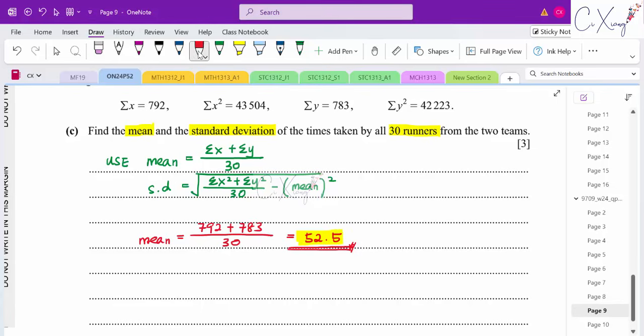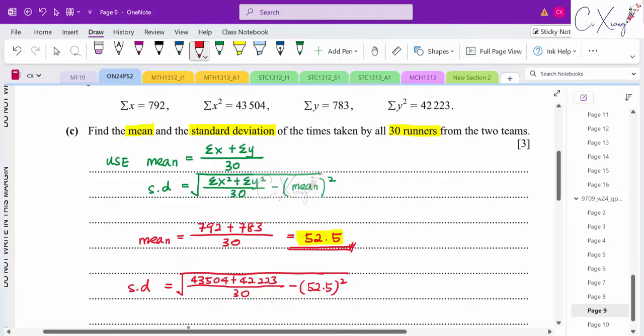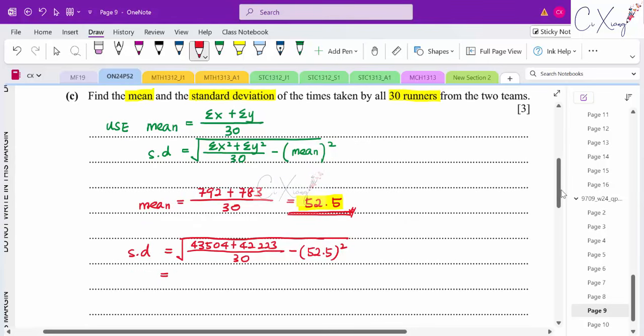Alright, then how about the standard deviation? To calculate the standard deviation, follow the formula that I showed on top here. So it should be summation x squared, which is 43504, plus summation y squared, 42223, divided by 30. And just now you got your mean, right? So minus the mean, which is minus 52.5 squared. Mean square, so it should be 52.5 squared. If you use a calculator to help you, by right you should have a long decimal number, and we will cut it short to 3 significant figures, which is 10.1.